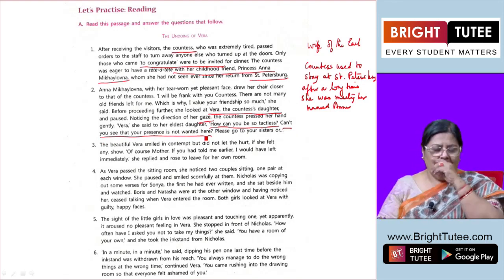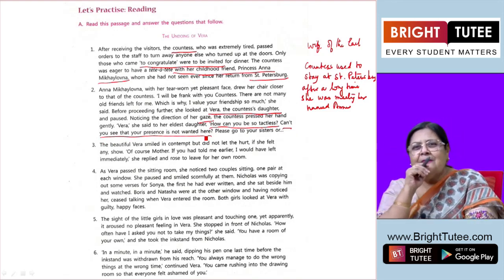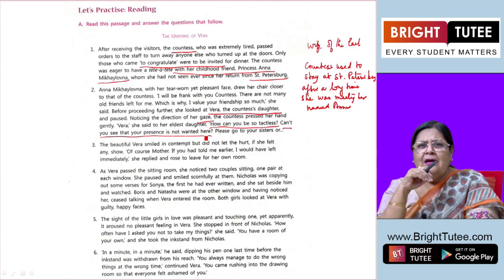Now see, a little girl who is growing up is sitting in front of her mother and her friend. Obviously, her self-respect should have been noticed by the countess, but she didn't do that. She just rebuked her and said, what are you doing here? Why are you so tactless? Why are you so careless? Why are you sitting in front of two of us? Why don't you go and play with your sisters?